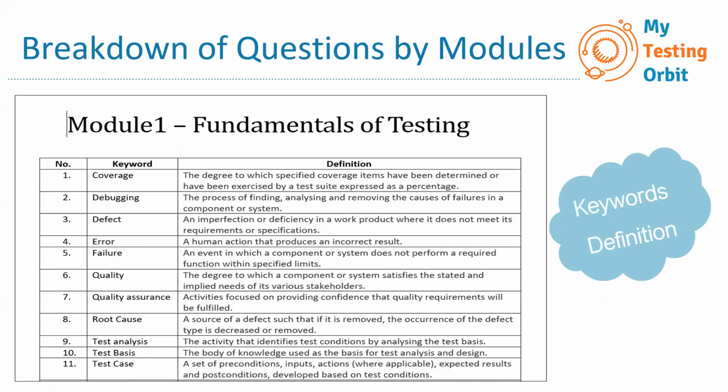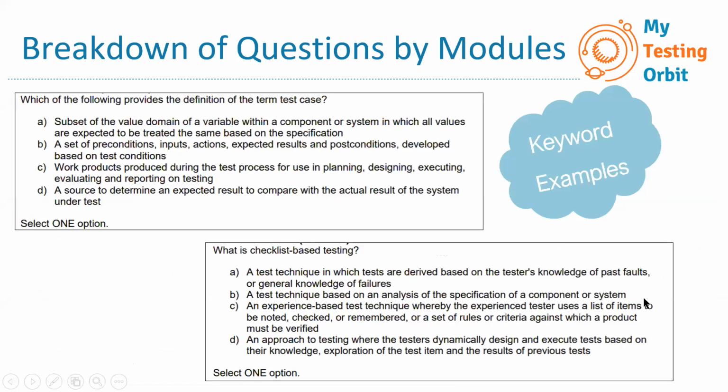I think there are around 30 keywords from module 1. So you are guaranteed that from those 30 keywords, there will definitely be one question. So you already know about that. You will be getting one question from that. And here are the examples. I have taken these from past sample papers, just to show you how the keyword questions can come. Which of the following provides the definition of the term test case? And over here, what is checklist based testing? These are the definitions of the keywords.